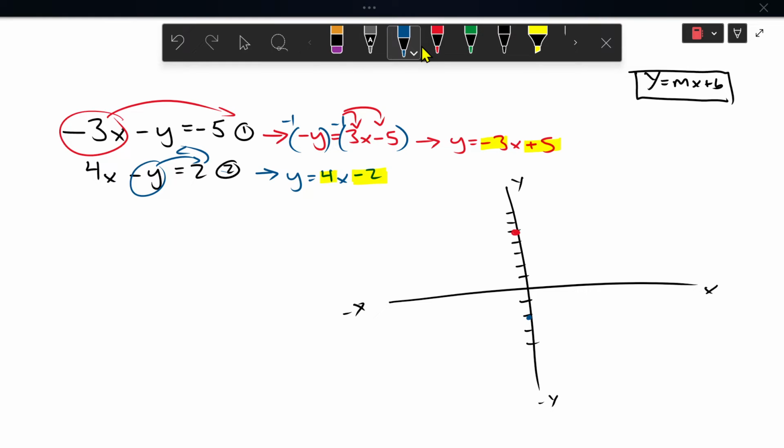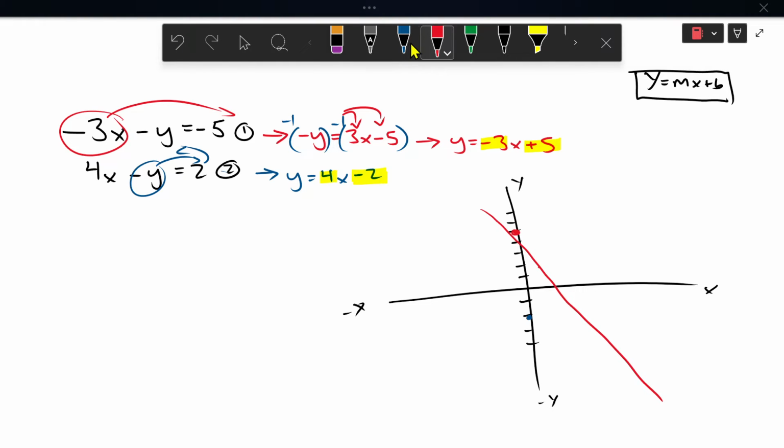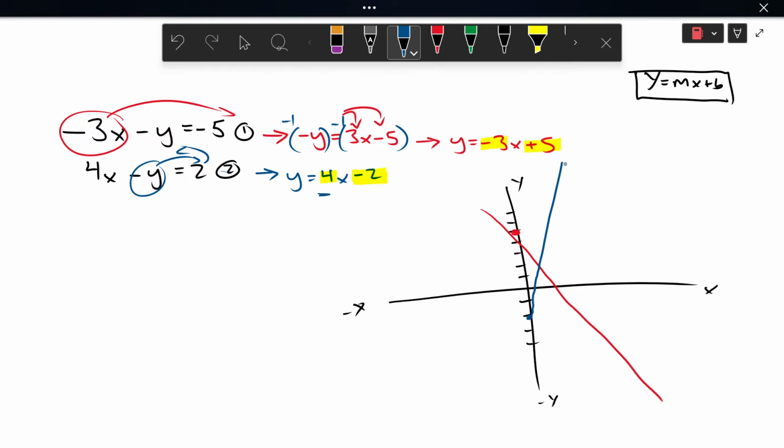And I'm not going to draw this to scale, but this has a negative 3 slope. So it's going to be going down 3 for about every one it goes over. So this is going to be very rough, but it'd be something like this. And this has a positive 4 slope. So it's going to be moving up 4 for every one it moves over. So it's going to go something like this.